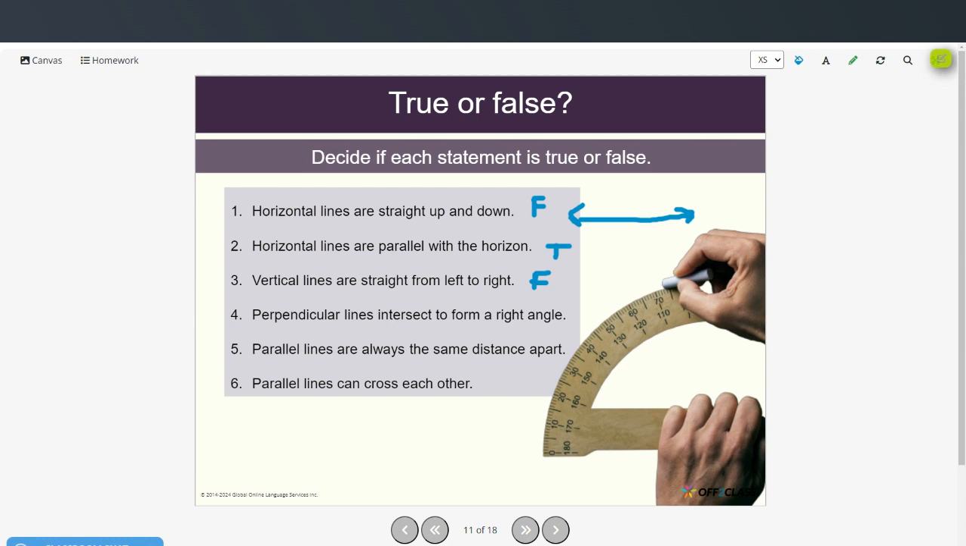Perpendicular lines intersect to form a right angle. That's true. Parallel lines are always the same distance apart. That's true. And parallel lines can cross each other. That is false.